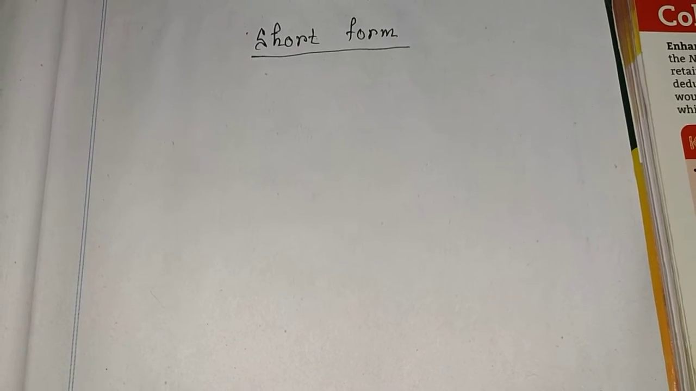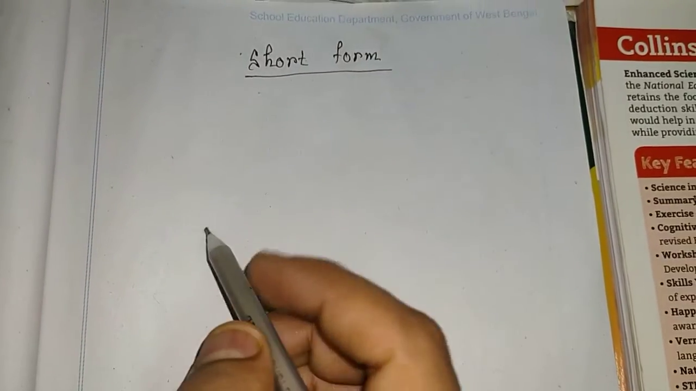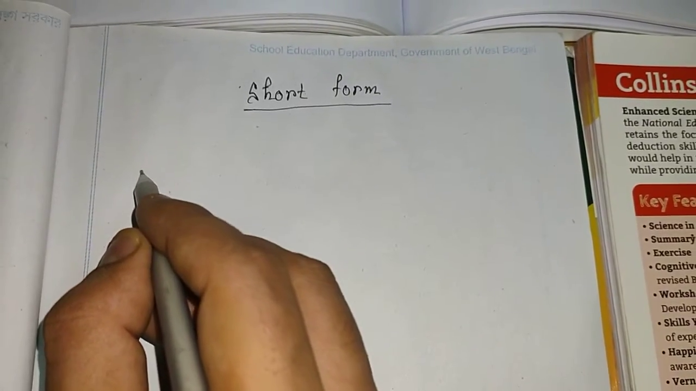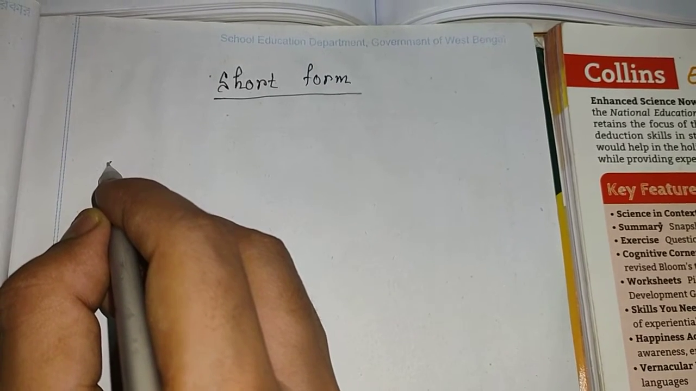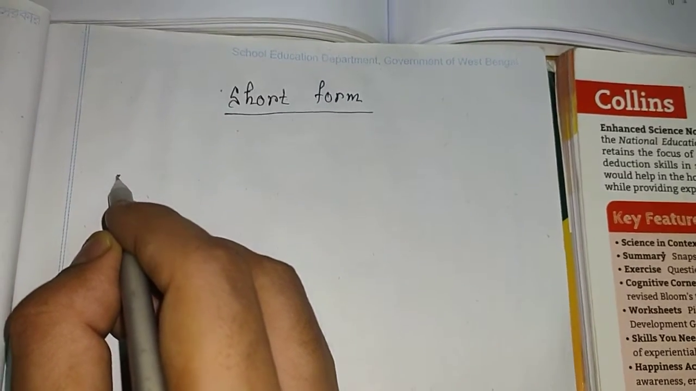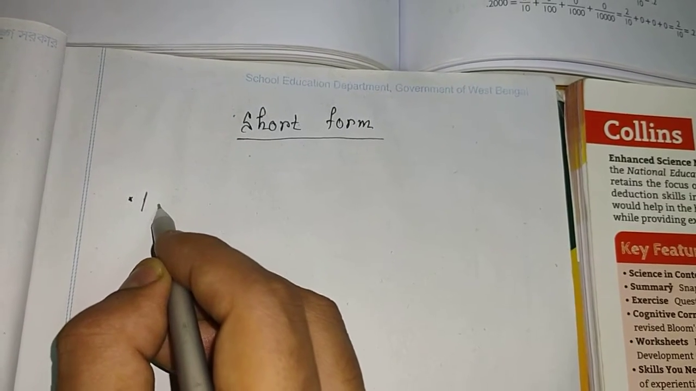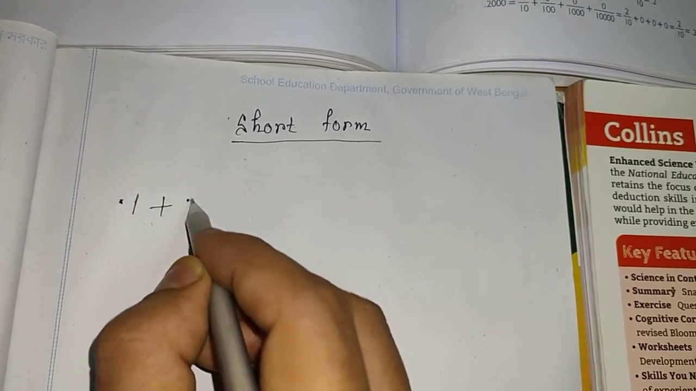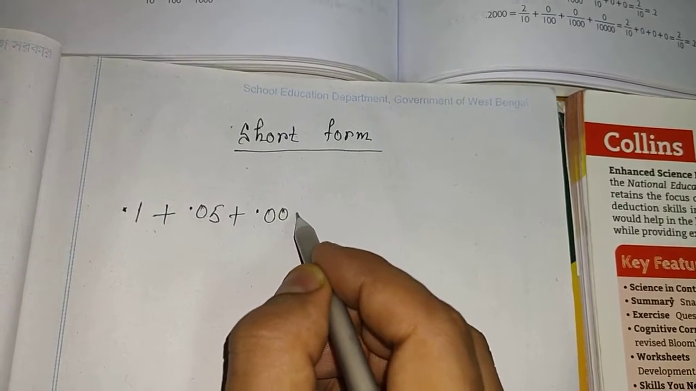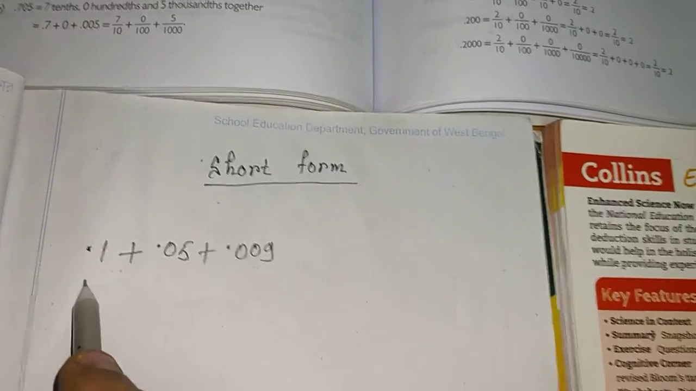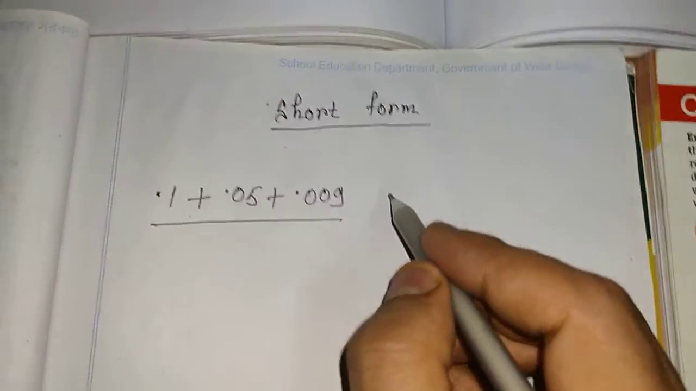Now we learn about the short form. Short form is the opposite of the previous one, the opposite of the expanded form. Here given is 0.1 plus 0.05 plus 0.009. So this is the expanded form. How do we write the short form of this expanded form?